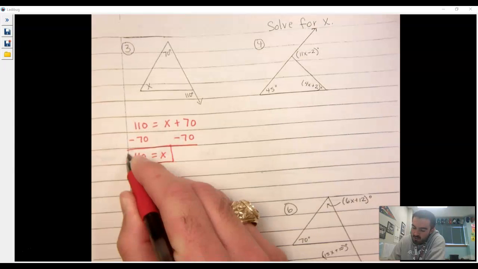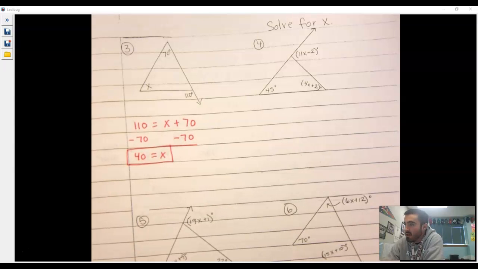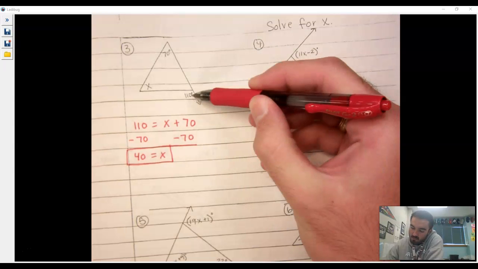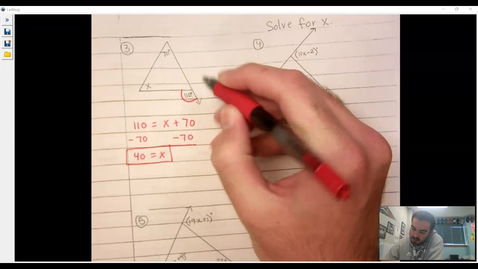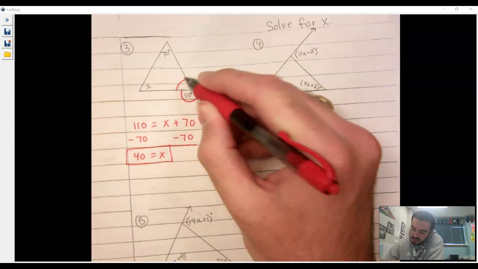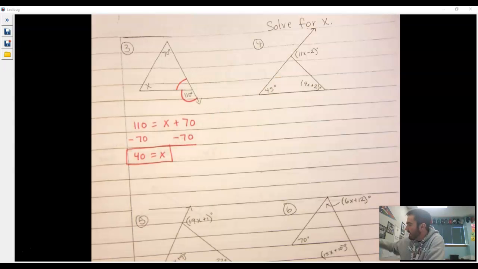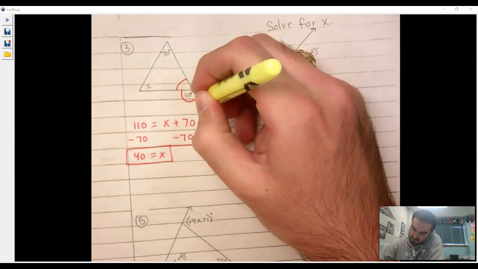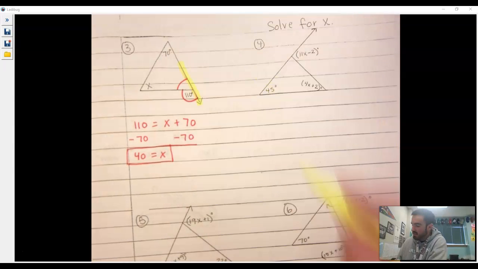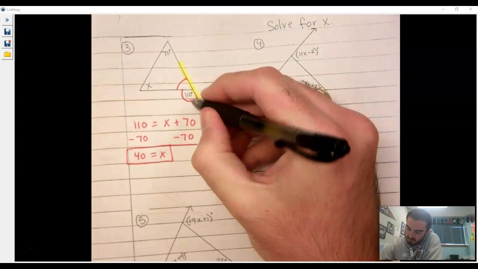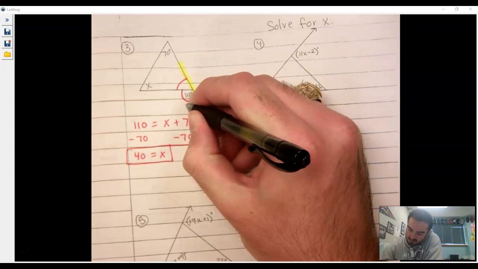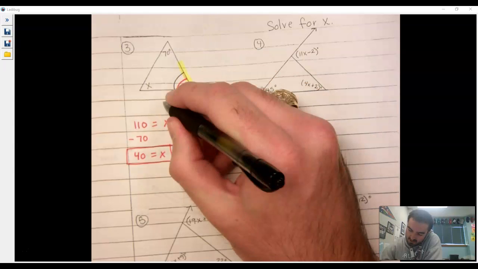We've figured it out. Now, I want to show you something real quick, another way we could have figured this out. So if you see here, 110, this angle, and this angle, they lie on a straight line. So if you remember, straight lines make the two angles that lie upon it add up to 180 degrees.